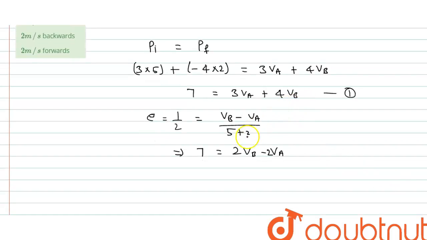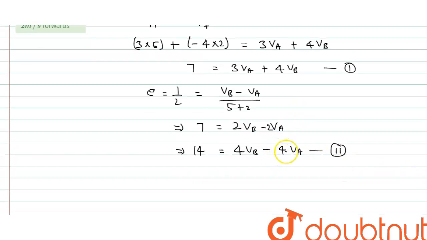So we can multiply both sides by 2, then 14 is equal to 2VB minus 2VA, which gives 4VB minus 4VA. This is our second equation, after multiplying both sides by 2. Now add 1 and 2, but we have to find VA and VB, so we cannot find it from here. So okay, subtract equation 2 from equation 1, 1 minus 2.